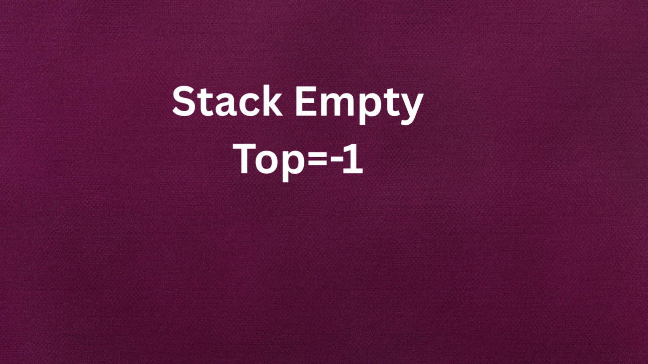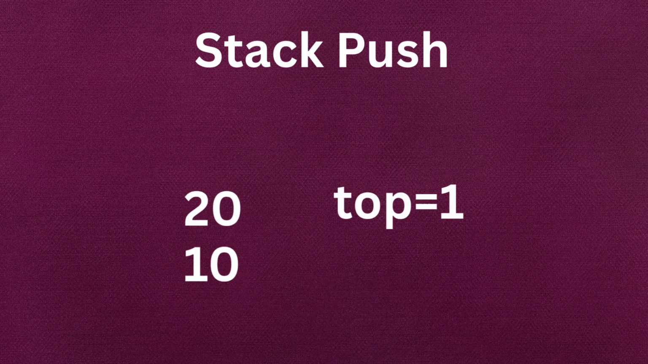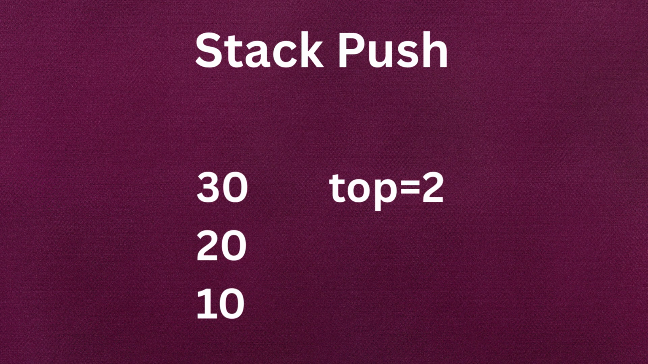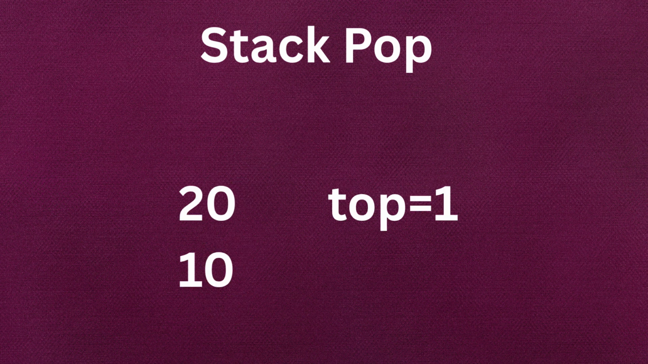Let's see dry run. Now let us understand execution step by step. Initially stack is empty, top is -1. Push 10, top becomes 0. Push 20, top becomes 1. Push 30, top becomes 2. Current stack is 10, 20, 30. Now perform pop operation. 30 is deleted, top becomes 1. Now stack becomes 10, 20. This clearly shows last in first out.